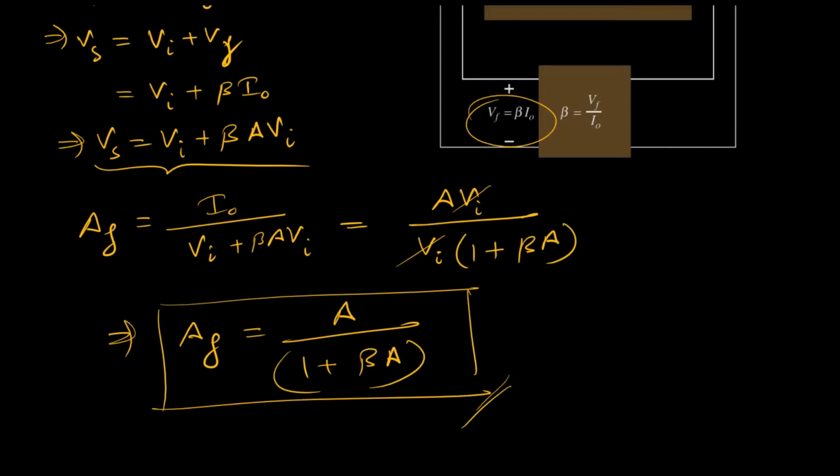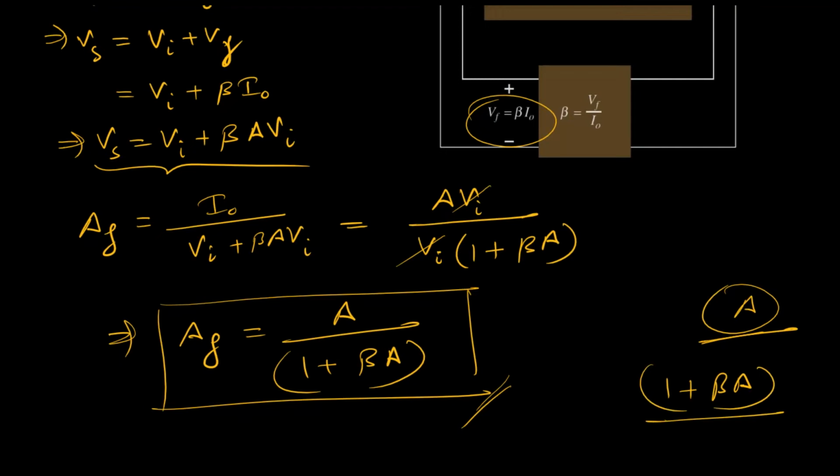So from here we can conclude that without feedback the gain could have been A only, right? But this time, as the negative feedback is introduced, this gain A is being reduced by this factor, 1 plus beta A, and that thing actually remains common for all the feedback connection types.